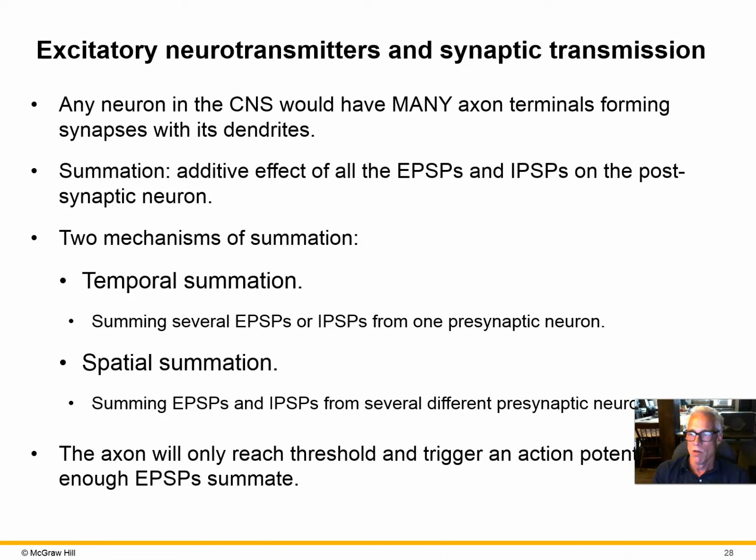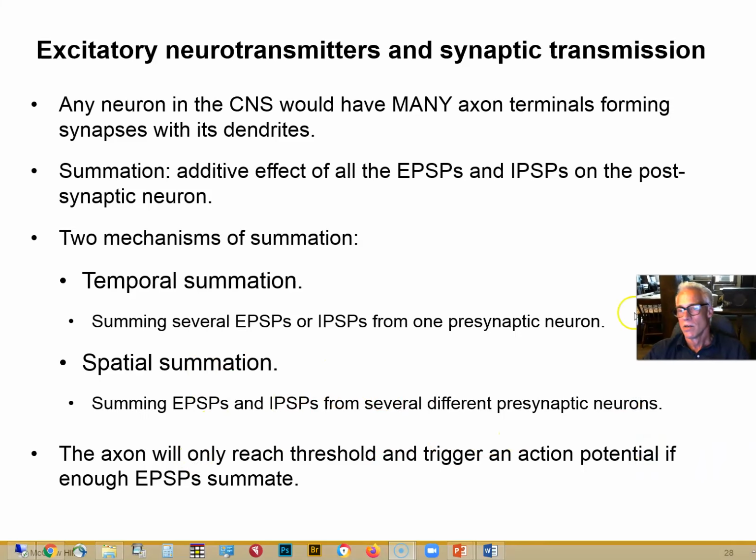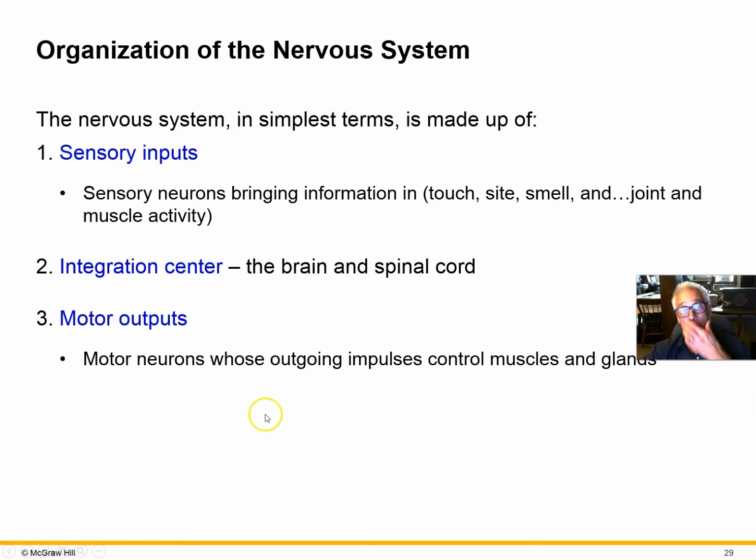So when we sum up all those thousands of different events taking place at the same time, will the axon reach threshold and trigger an action potential? Will it reach, say, minus 50 or 60 millivolts, which is the point where the electrically gated channels open, and then we have that all or none thing happening, and an action potential sweeps down the axon.